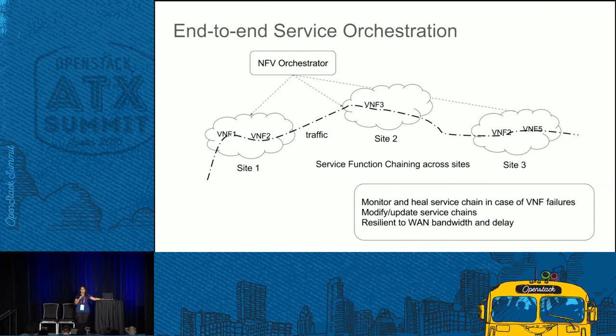Based on customer requirements or policies, we will need to modify or update the service chain, like scale the service chain for VNF high availability or any new high availability requirements that come into the OpenStack multi-site. And finally, it needs to be resilient to the WAN bandwidth, network delay, and throughput, and modify the service chain accordingly to provide this end-to-end service orchestration.